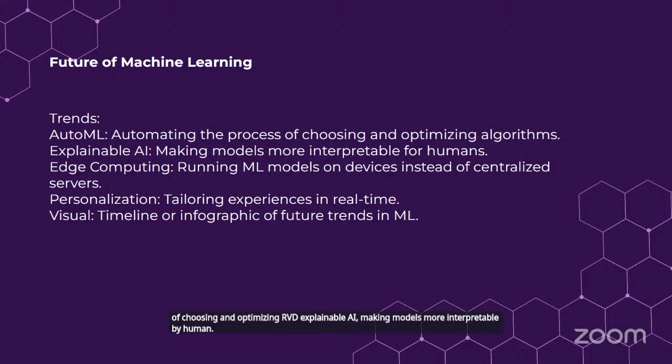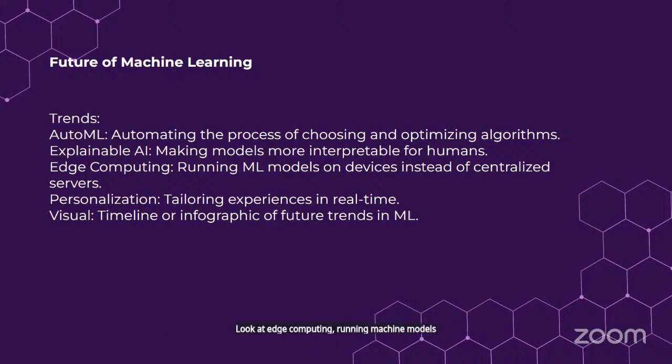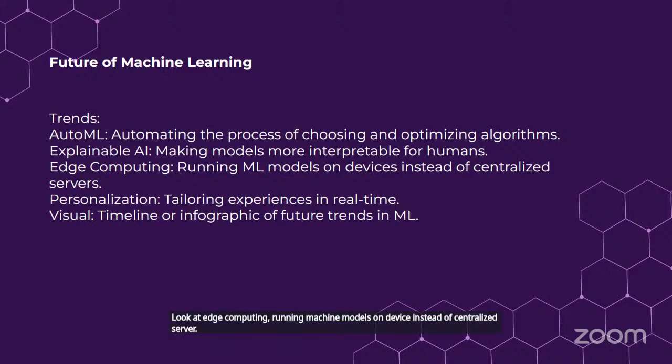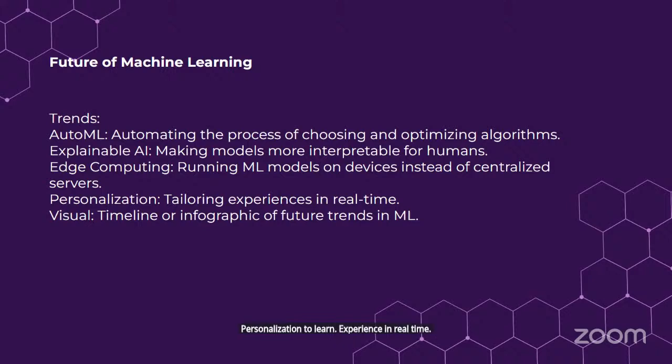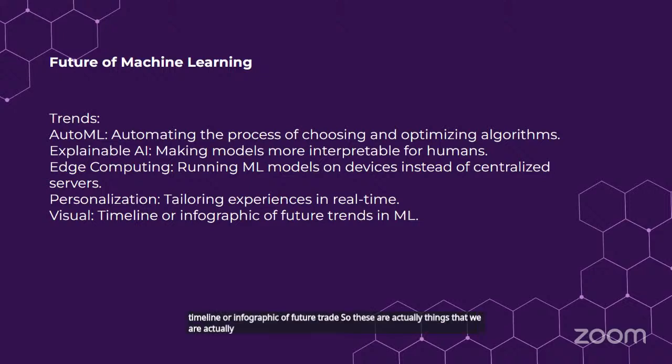Now, future trends. Automating the process of choosing and optimizing algorithms, explainable AI, making models more interpretable by humans. Look at edge computing, running machine learning models on devices instead of centralized servers. Now, personalization, tailoring experience in real time. Look at the visualization of trends: we can have a timeline or infographic of future trends in machine learning. So these are things that we are looking toward, being engineered by the presence of machine learning.